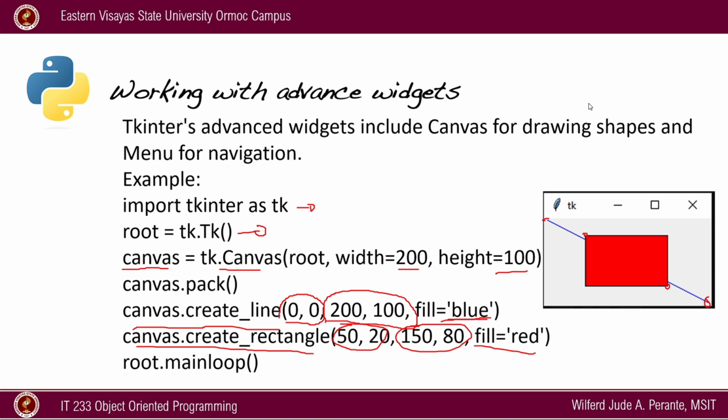So let me draw that. Then the main loop: we start our TKinter main loop, and it will be open until it is manually closed. So this simple program creates a window containing a canvas with a blue diagonal line and also a red rectangle.